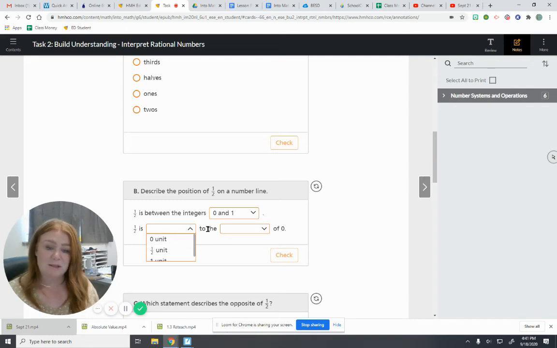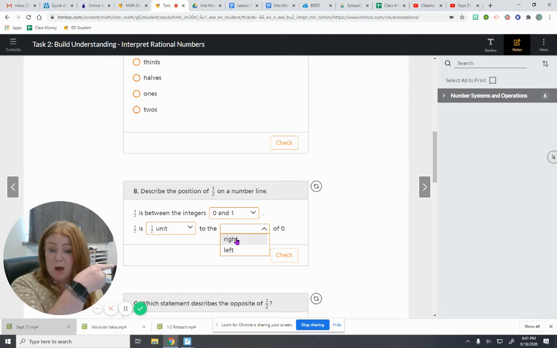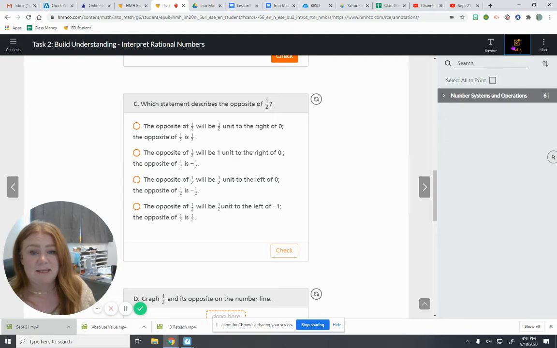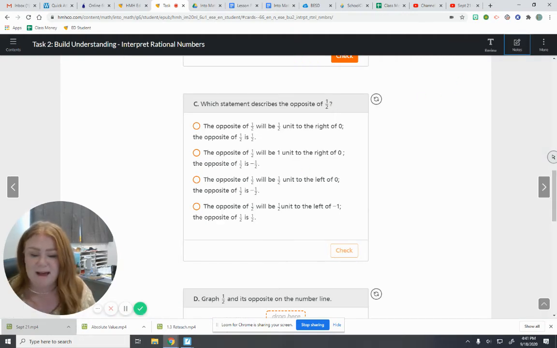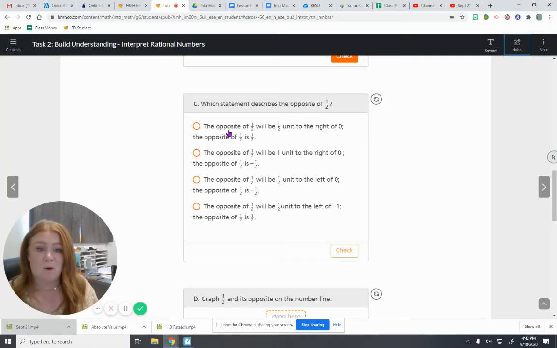So then the other part: 1/2 is blank to the blank of 0. So it's a half of a unit. So we're only going halfway to the positive side, right of 0. Which statement describes the opposite of a half? So looking back at that number line, going to the other side of 0 would put it at negative 0.5 or negative 1/2. So remember, opposites are the same distance, opposite sides of 0. So I know the opposite of 1/2 is negative 1/2.